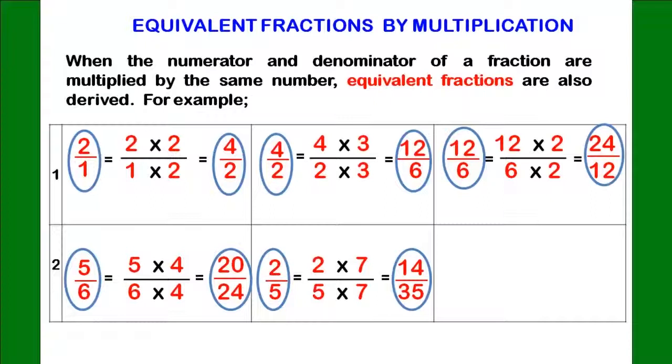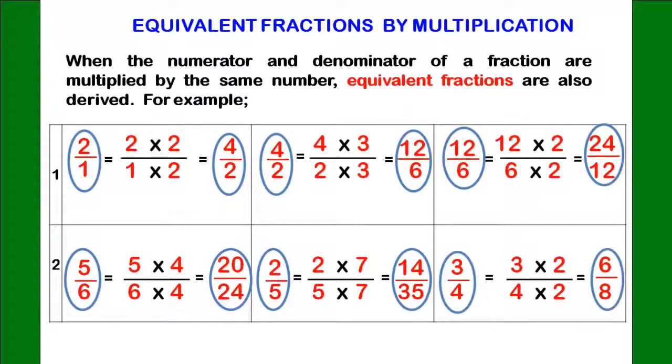Example 6. Let's say we have a proper fraction like 3 over 4. We can multiply the numerator and denominator by the same number. For example, 2. This will give us 3 multiplied by 2, which is equal to 6, and 4 multiplied by 2, which is equal to 8. Therefore, 3 over 4 is equivalent to 6 over 8. In the next section, we will look at how to find missing numbers using equivalent fractions.